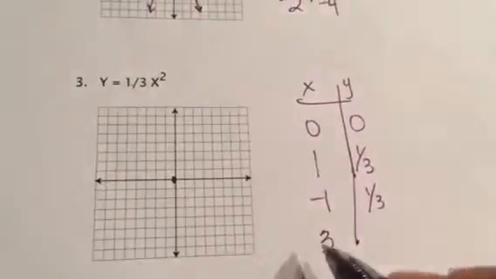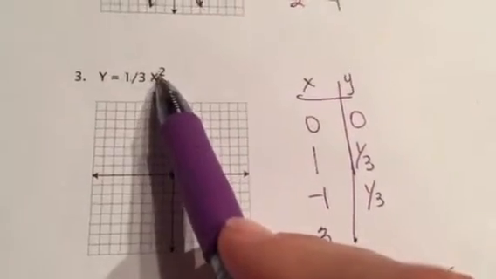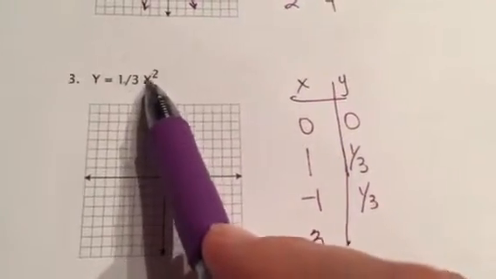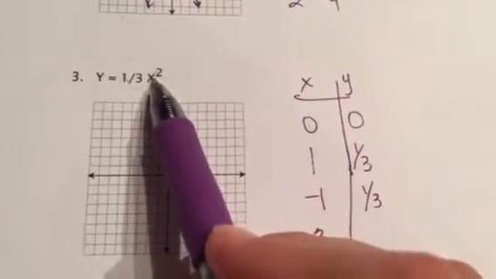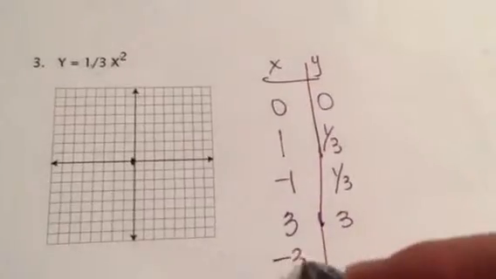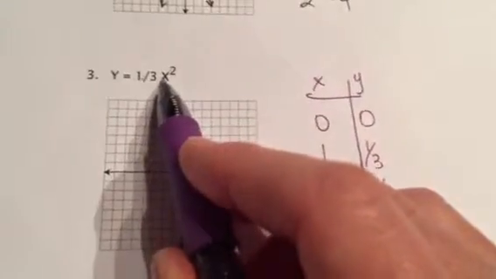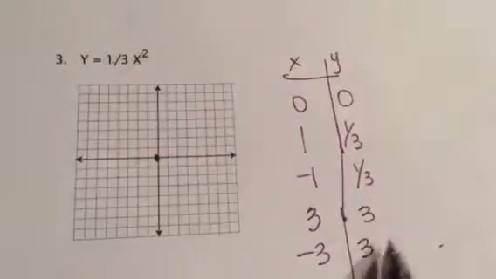Let's plug in a 3. You could plug in a 2, but what I was doing is I was looking ahead, because if I plug in a 3, I get 3 squared, which is 9, and I can take a third of 9. Okay, that's like dividing it by 3. So I'm trying to get something that was not a fraction. Same thing if I plug in a -3, because when you plug in a -3 and you square it, you get a positive 9, and a third of 9 is 3. Okay, so we're going to plug that in real quick.